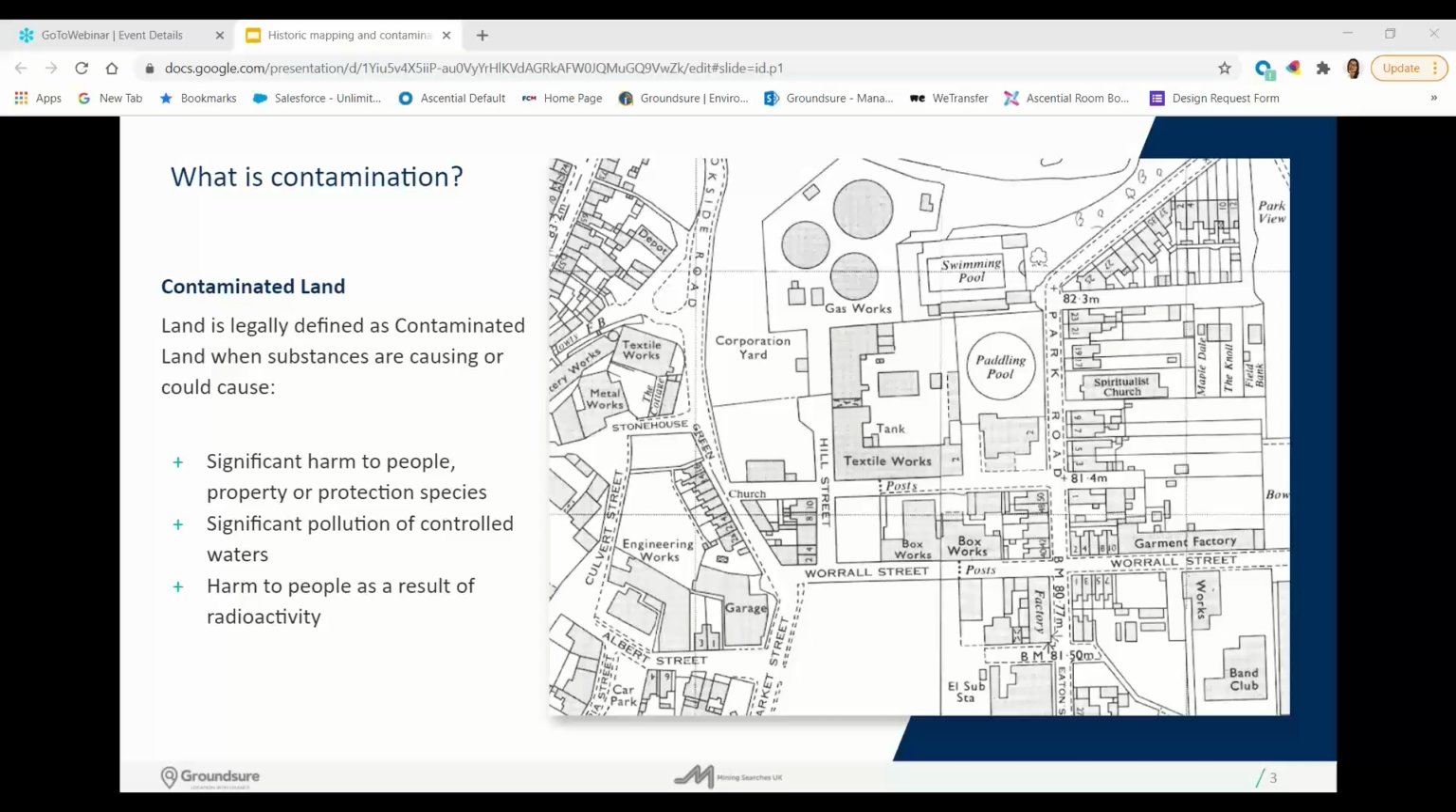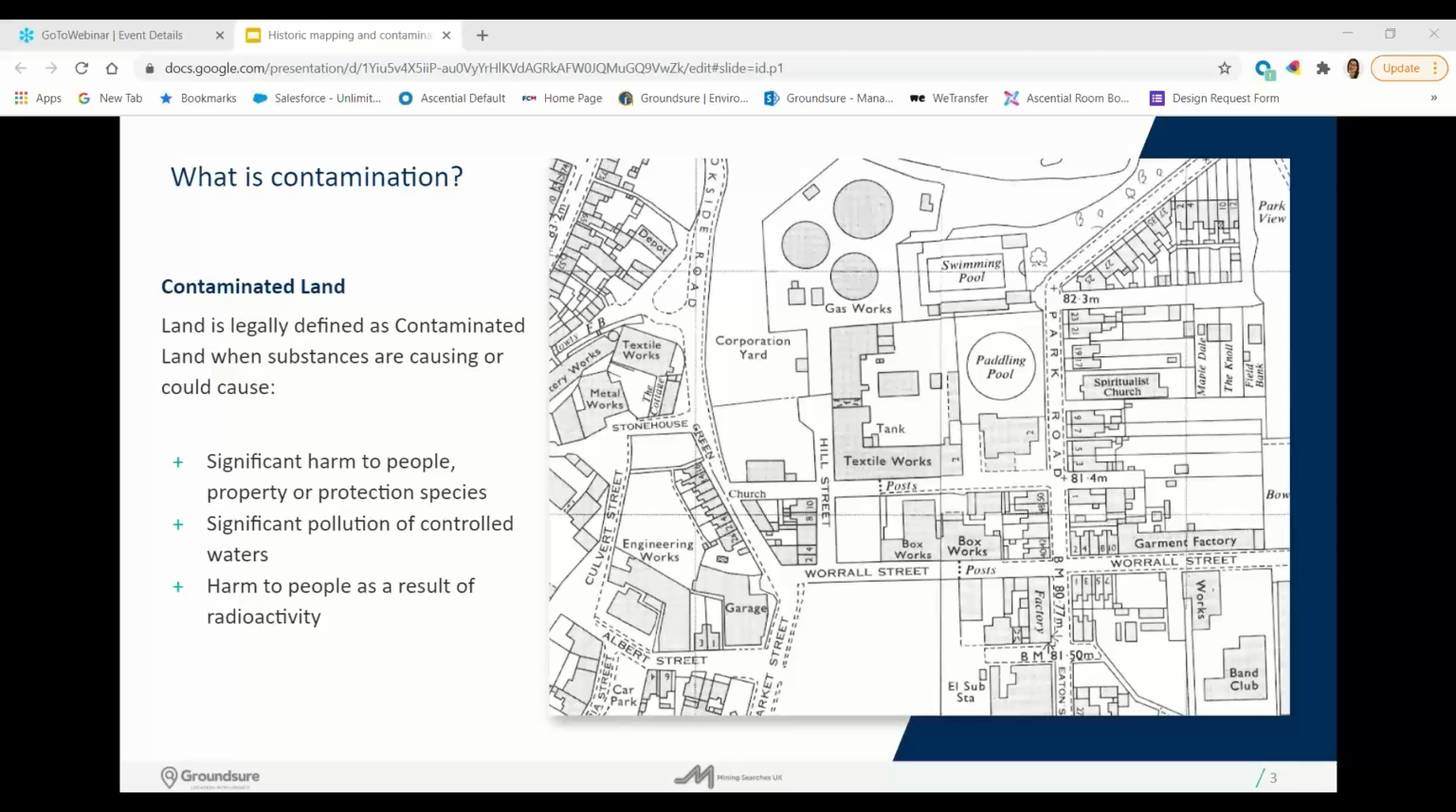So the legal definition of contaminated land when assessing sites under Part 2A of the Environmental Protection Act 1990 is fairly straightforward. I think most of you already know it. Land can actually be contaminated, but not meet the legal definition that's in the actual legislation.